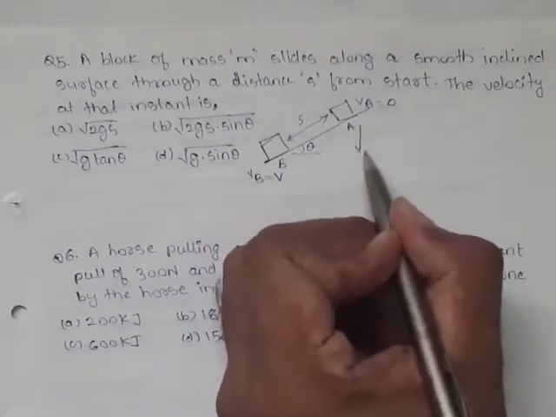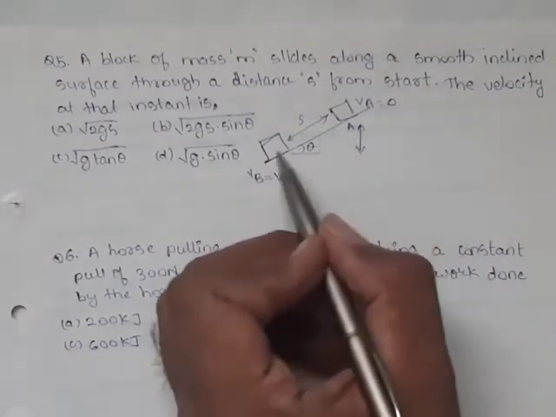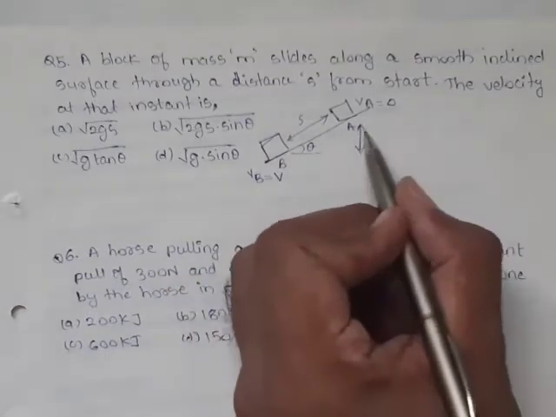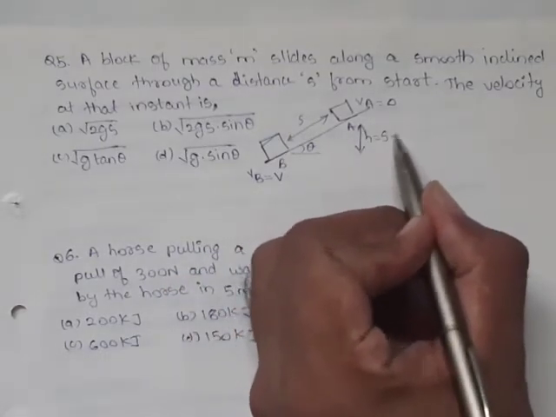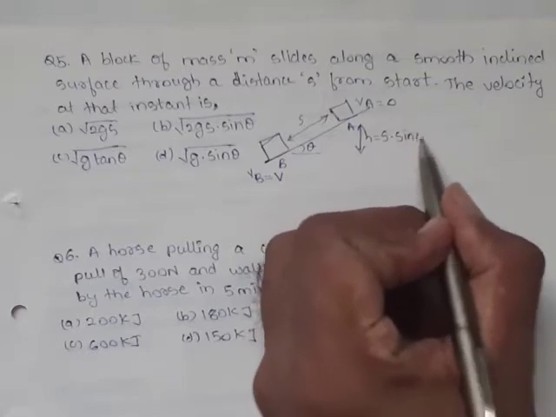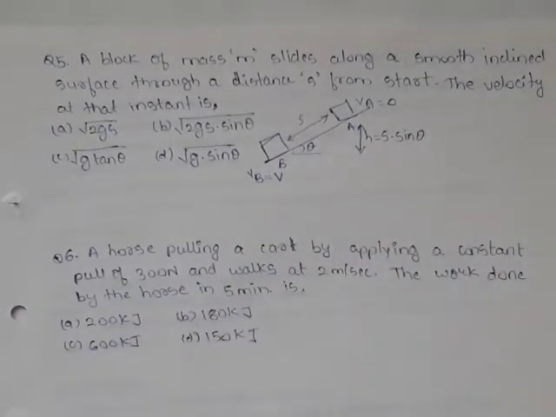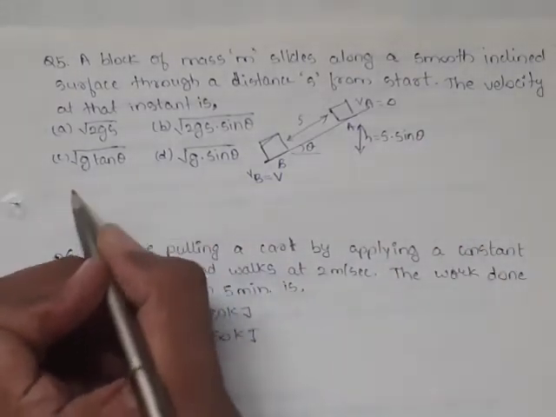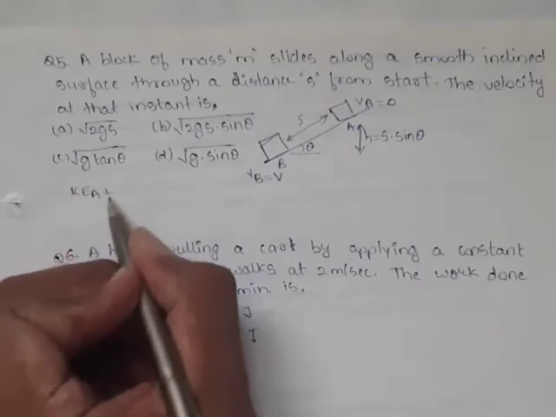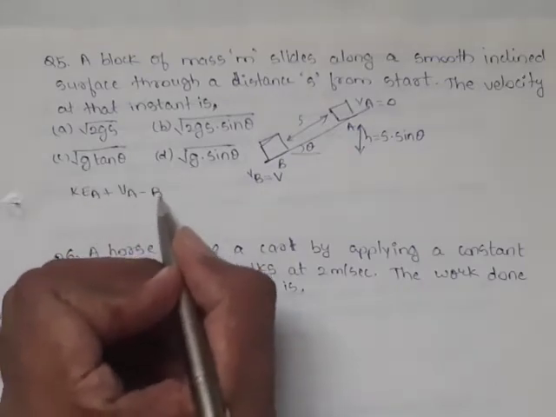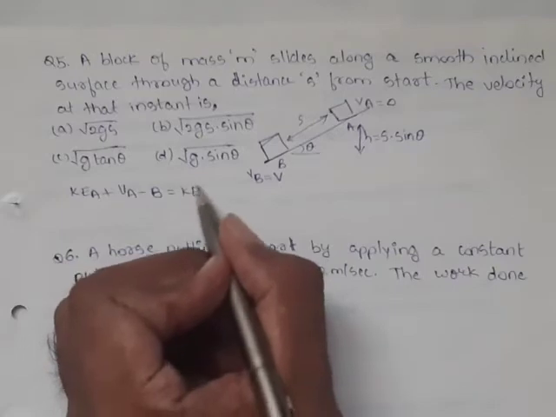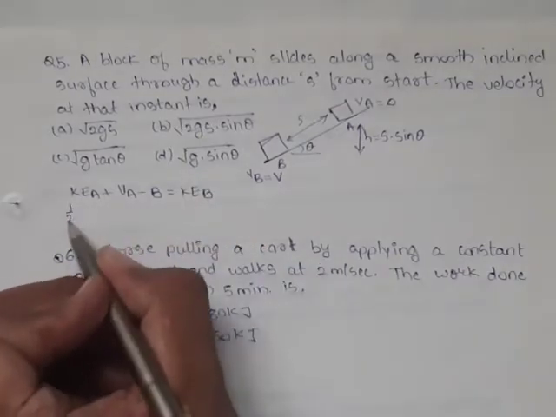What is the vertical distance between points A and B? The hypotenuse is s and this is angle theta. This h is nothing but s sin theta. Now by the work energy principle, we know that kinetic energy at the first point plus work done to move the particle from A to B equals final kinetic energy, or 1/2 m.